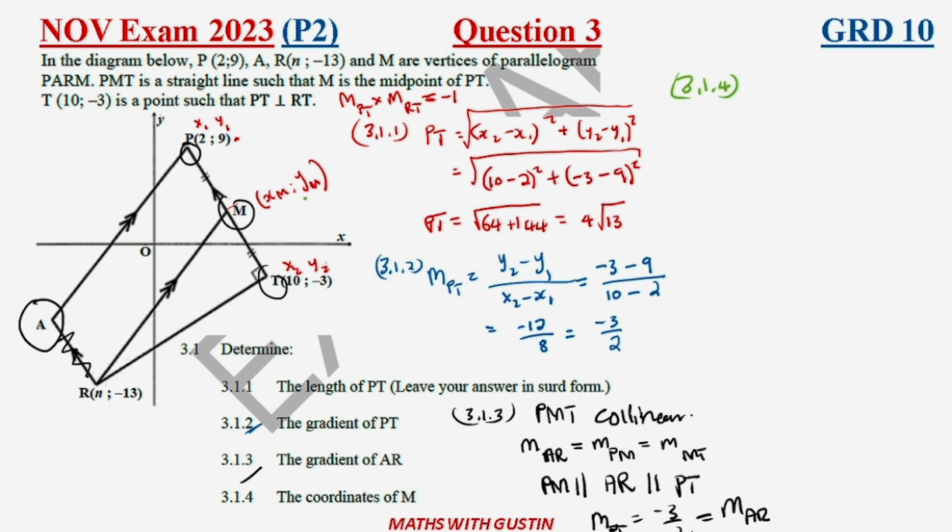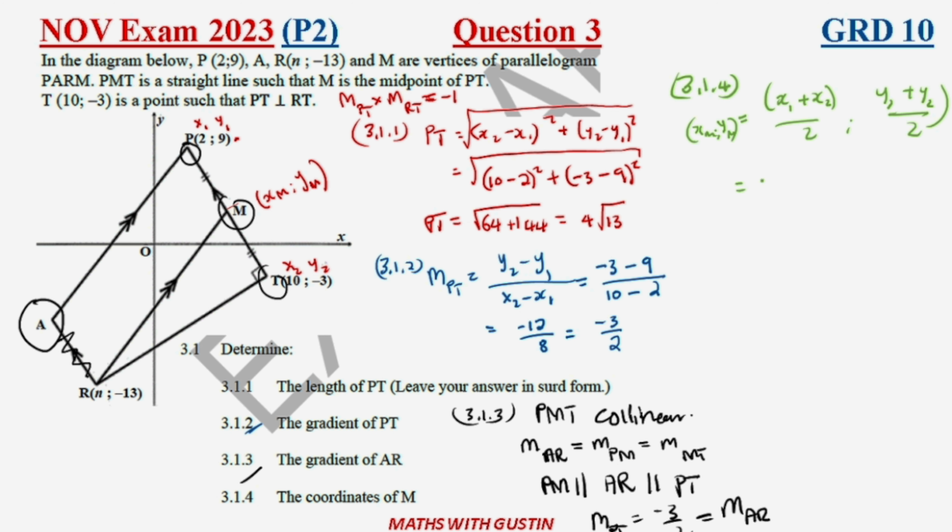3.1.4, they want us to find the coordinates of the midpoint. So x at the midpoint is going to be given by x1 plus x2 divided by 2, and then also here y1 plus y2 divided by 2 should give us the coordinates of the midpoint, which is the x midpoint and then the y midpoint.